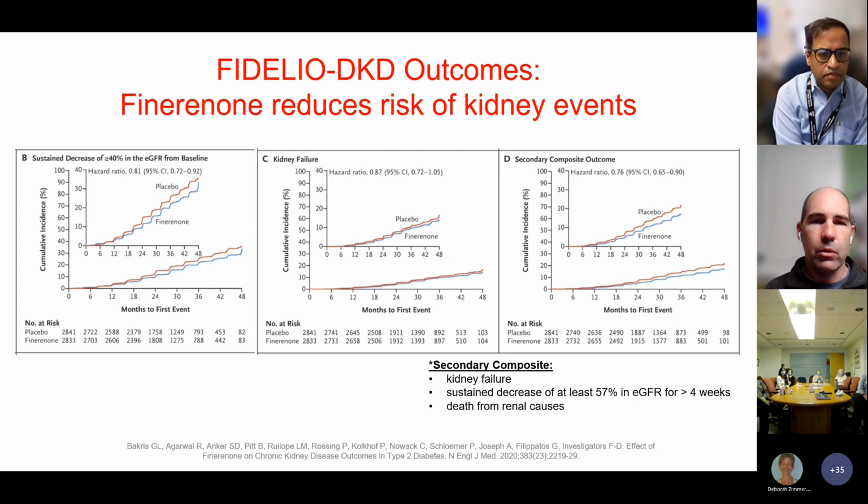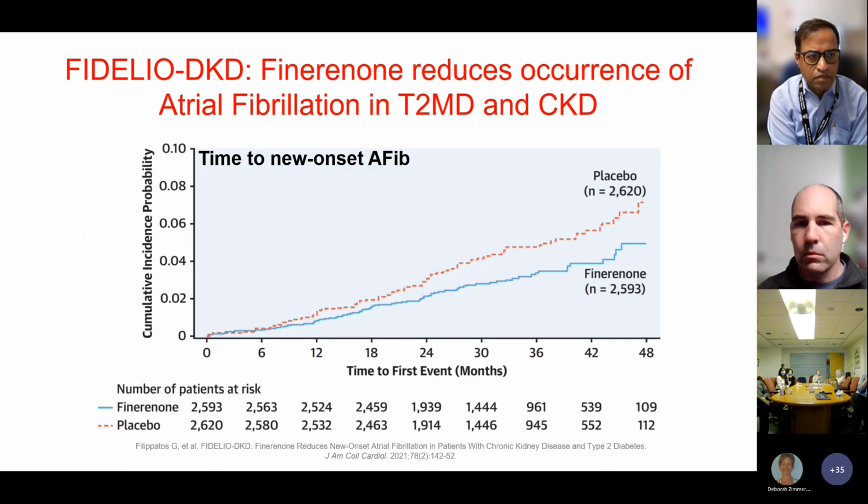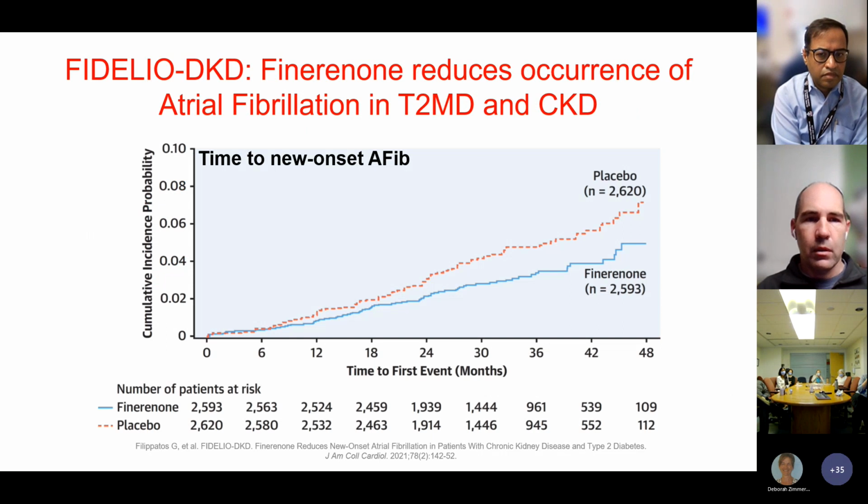And this is just all the outcomes. So here's the kidney failure outcome. So this is sustained decrease in GFR on the left. It looks about the same as the primary. Kidney failure, maybe a little bit less impressive. And then the secondary composite, which is kidney failure, sustained decrease of 57%, or death from renal causes, there's a sustained decrease. So it is beneficial to these patients, but it's not going to prevent everybody from progressing to kidney failure. And the cardiovascular safety is good for these drugs.